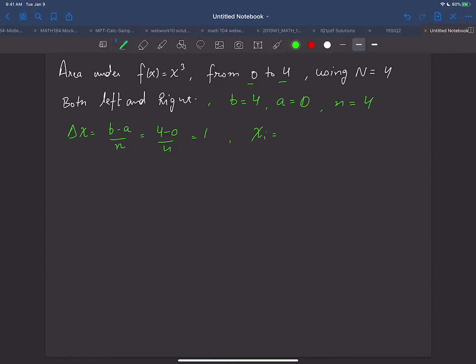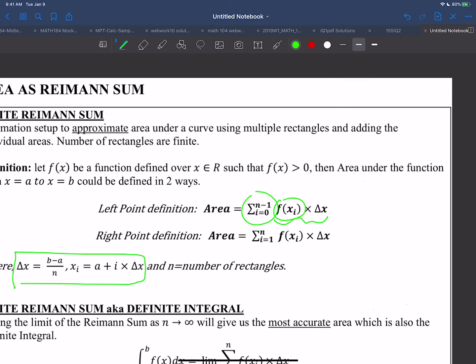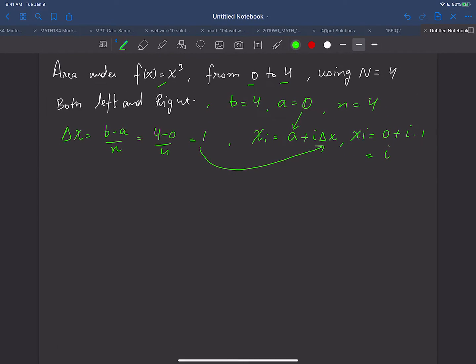After we have delta x, we have to figure out xi. And xi by definition is always a plus i delta x. You know delta x and you know a, so you can plug those in. Your xi is nothing but 0 plus i times 1, or just i. Very easy in this case. Next, we find f of xi, because this formula requires you to know what f of xi is. All we need is to plug it into this function. If xi is just i, then f of xi is just i cubed. You just plug in the i there. That was as easy as you can ever get. Perfect, so we have i cubed here.